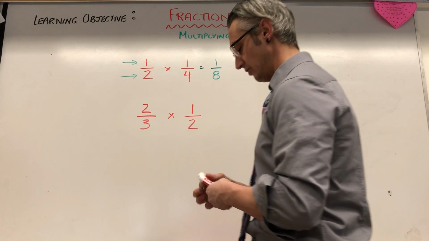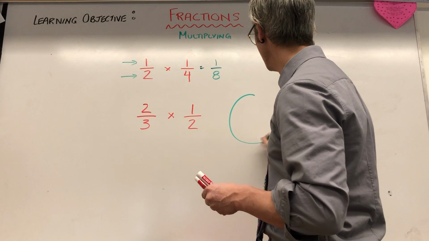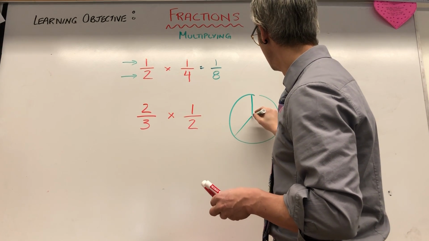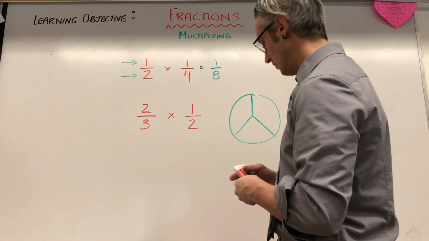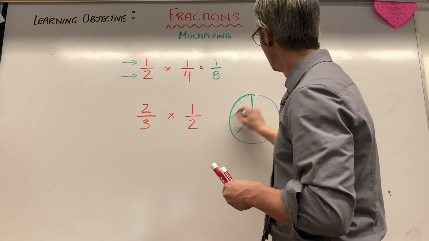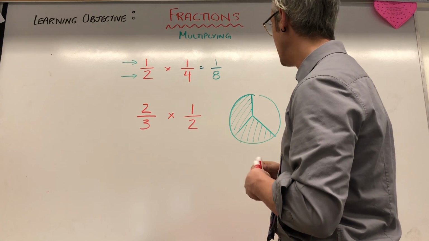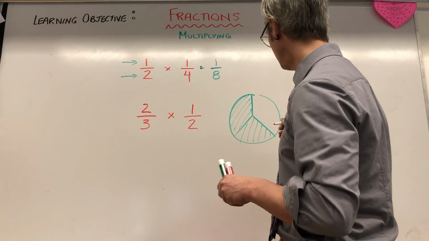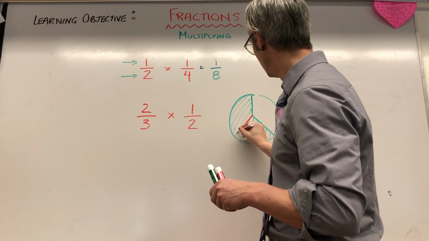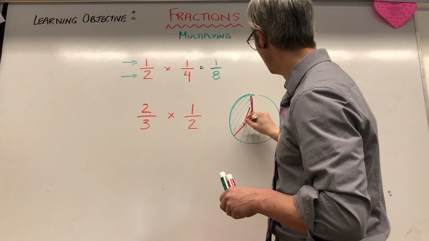And I could do it the other way too. I could do 1/2 of 2/3, because I can rewrite this multiplication the other way. So 1/2 of 2/3, which means, so my 2/3 are right here. And if I take half of this, half of 2/3 is going to be just 1/3.